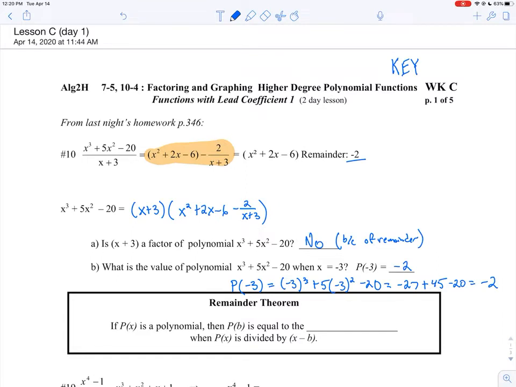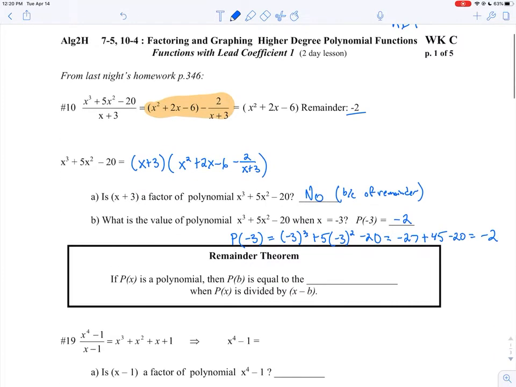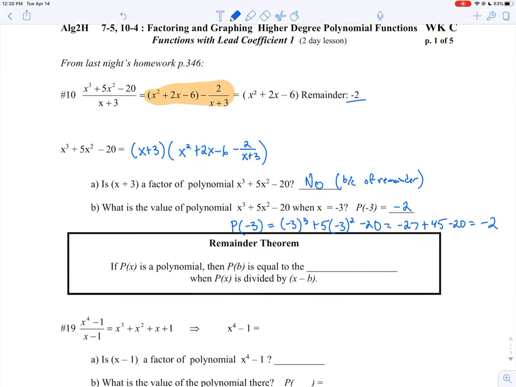That's our first big theorem of the day. So our remainder theorem: if p of x is a polynomial, then p of b is equal to the remainder when p of x is divided by x minus b. So that's what we just saw with that last problem. All right, let's see how this works and how it's going to help us with our roots.